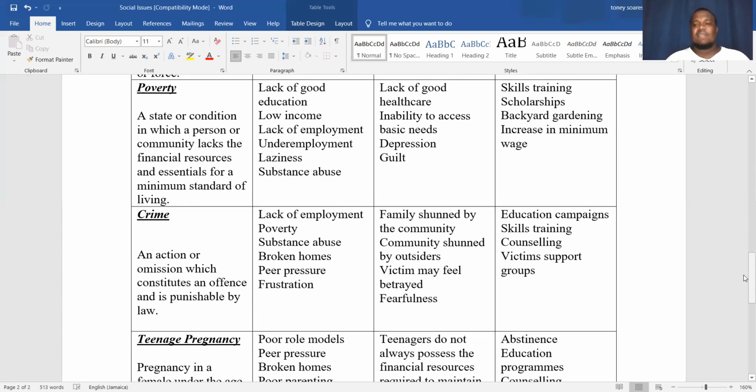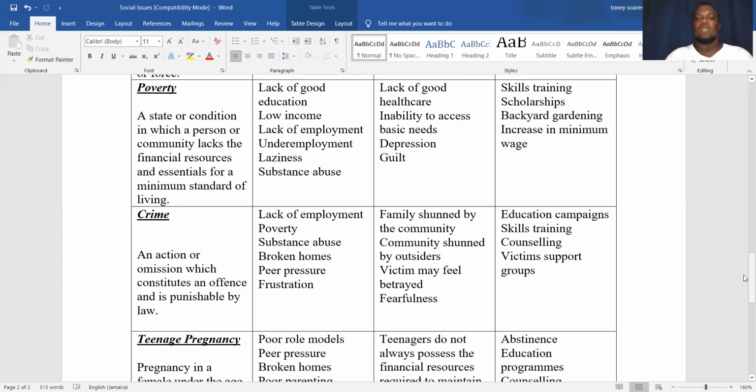Inability to access basic needs because they don't have the money. One former prime minister said it takes cash to care. The Bible itself says that money answereth all things. So money is very, very important. There's depression and or guilt because they feel like they didn't do something right while they are poor, especially if they have children, right?